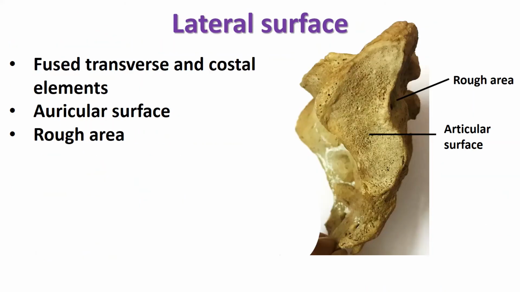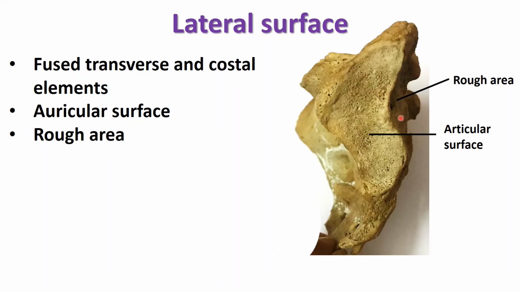Now the lateral surface. The lateral surface of the sacrum is formed by the fusion of the transverse process and costal element. It is wider above and narrow below. The broad upper part bears an auricular surface. Here you can see the auricular surface, which articulates with the auricular surface of the ilium and forms the sacroiliac joint.